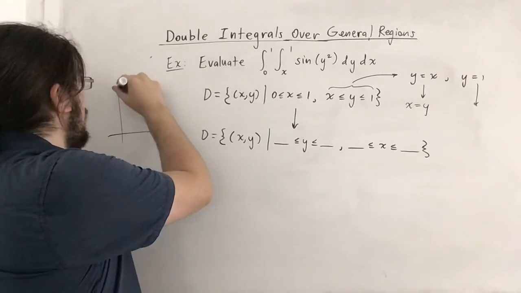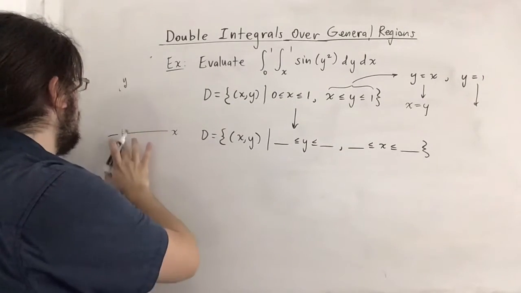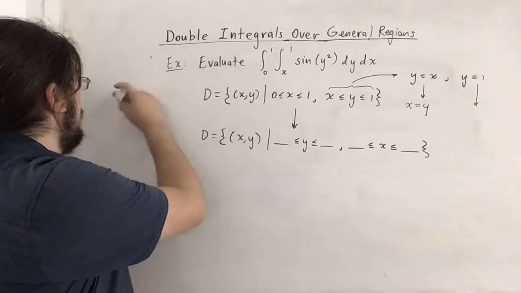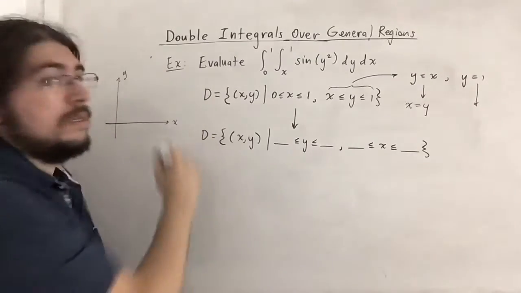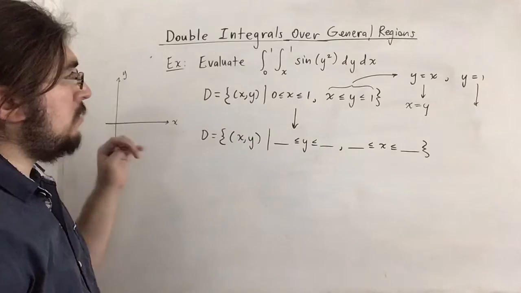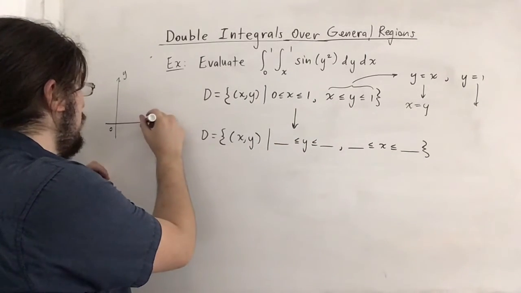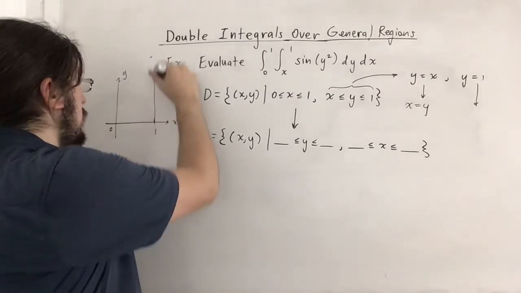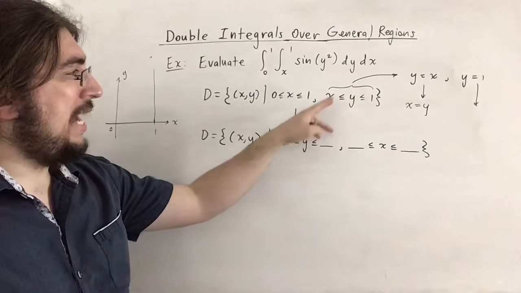So let's see, on the xy plane, it looks a little crooked. Let me just do that again. Sorry. Looks a little better, maybe. Yeah, looks better. So for the xy plane, we have our x values are in between 0 and 1. Let's imagine it's like this. Okay. Now our y values are going to be in between x and 1.